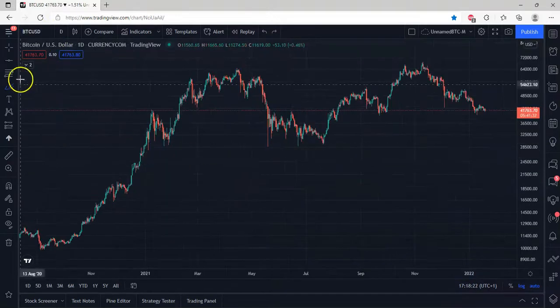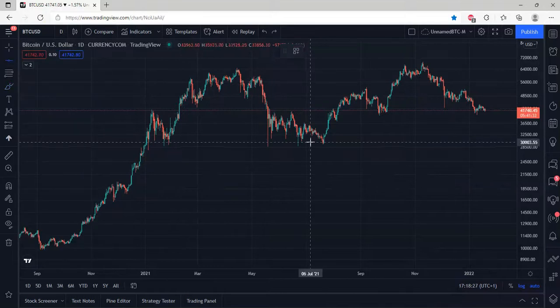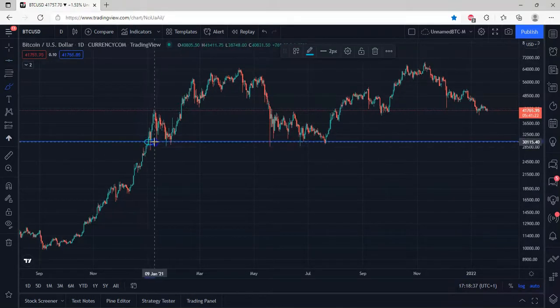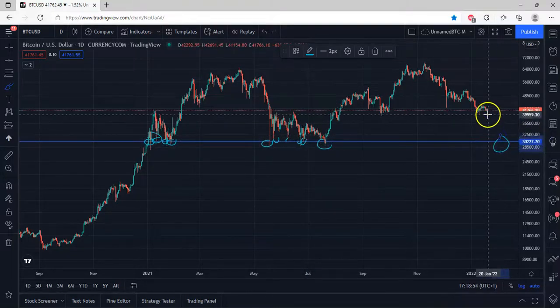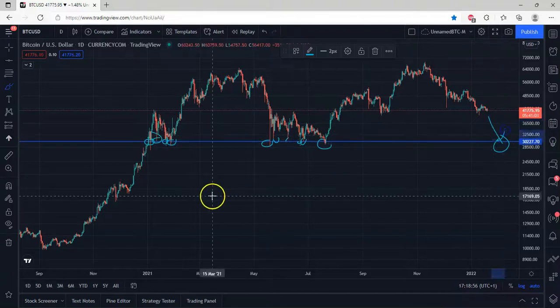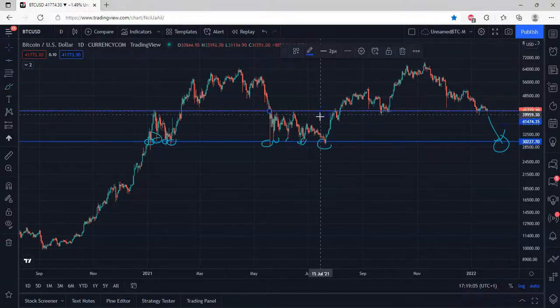So let's go now to the chart of Bitcoin. I see here, because the price bounced here, another bounce here, 3, 4, 5, 6, almost, 7, 8, 9. So you never know, price might go down here to 30K. Another support or resistance is right here.